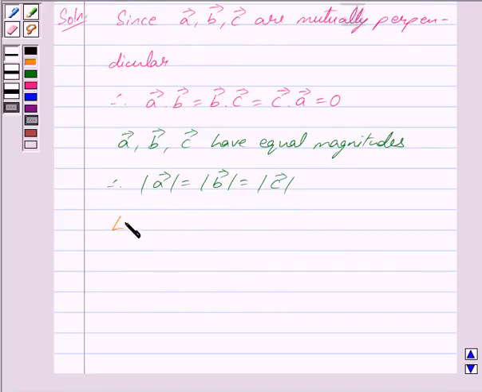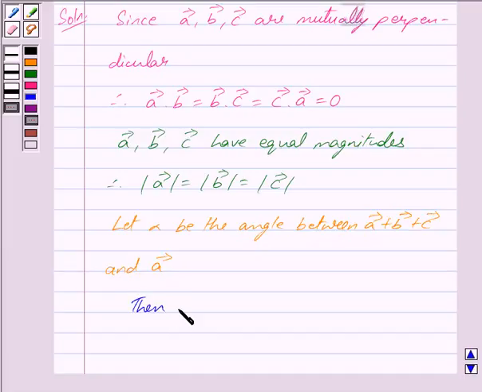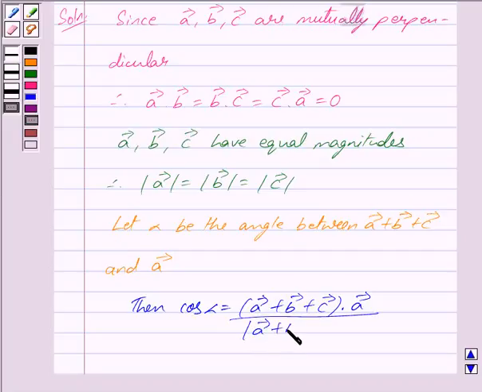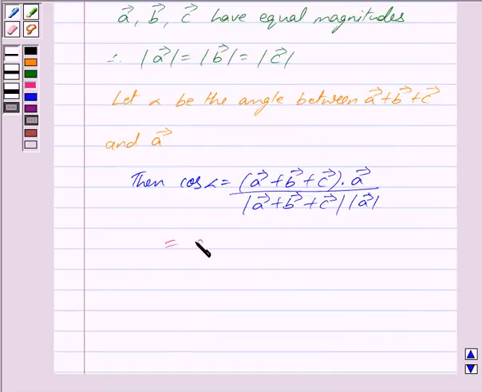So, let alpha be the angle between vector A plus vector B plus vector C and vector A. Then we have cos alpha is equal to vector A plus vector B plus vector C dot vector A upon mod of vector A plus vector B plus vector C into mod of vector A. Now this is equal to vector A dot vector A plus vector B dot vector A plus vector C dot vector A upon mod of vector A plus vector B plus vector C into mod of vector A.